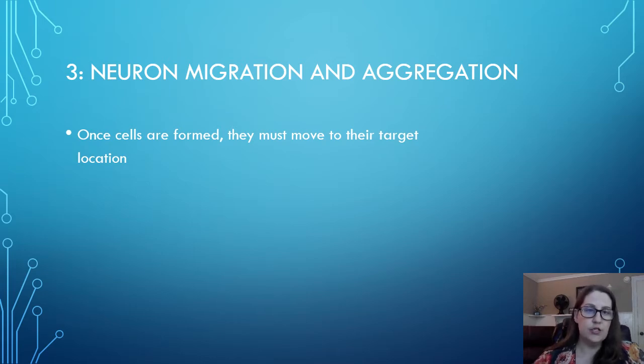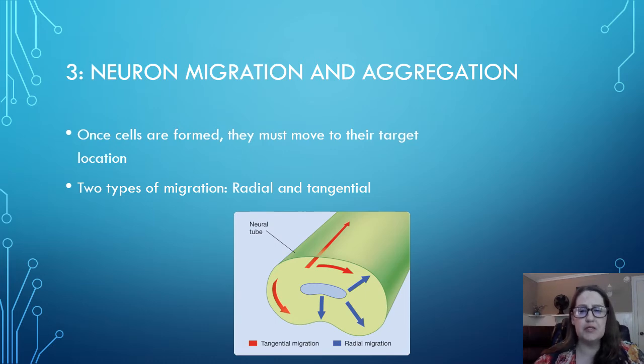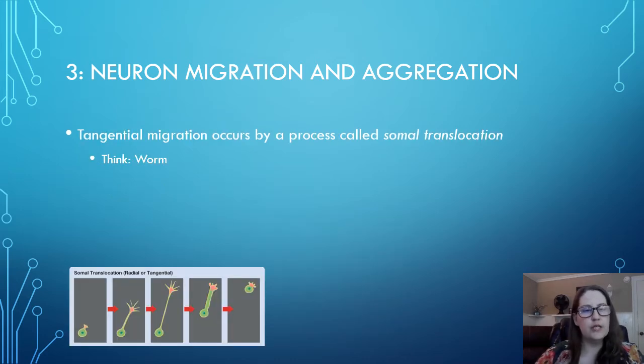The third stage is neuron migration and aggregation. So in migration, the cells, once they're formed, need to move to the place where they will eventually have their final location. And usually we think about this in two types of migration. There's radial and tangential. So radial migration moves from the neural tube outwards towards the outside of the fetus, whereas tangential migration can be in a circular fashion or along the length of the fetus. And these two processes happen in slightly different ways. So tangential migration occurs by a process that's called somal translocation.